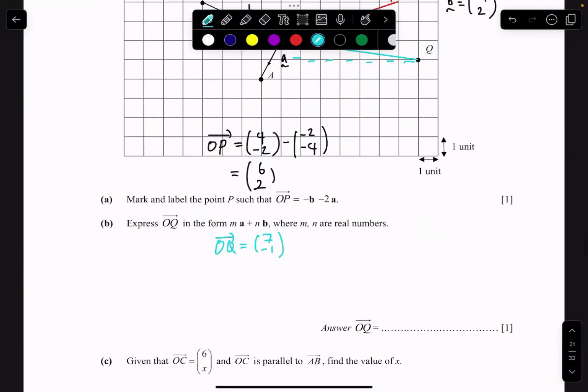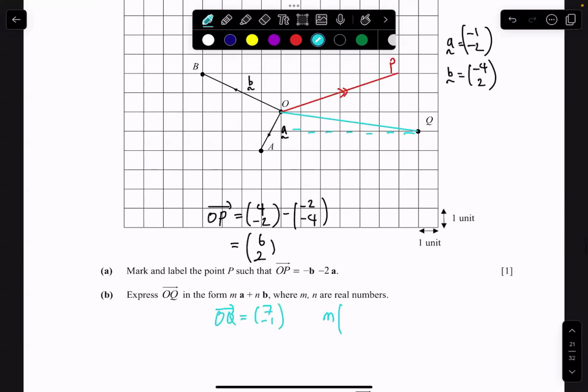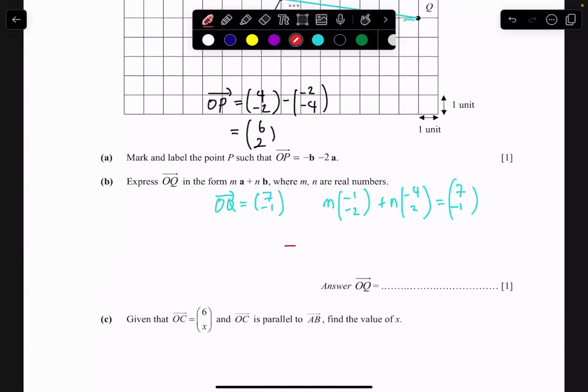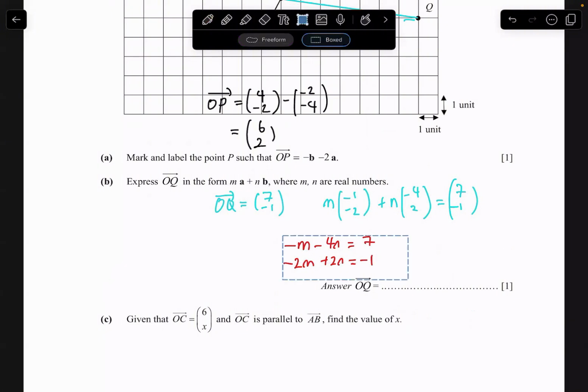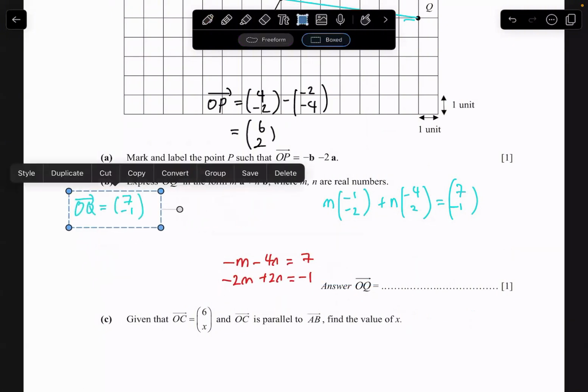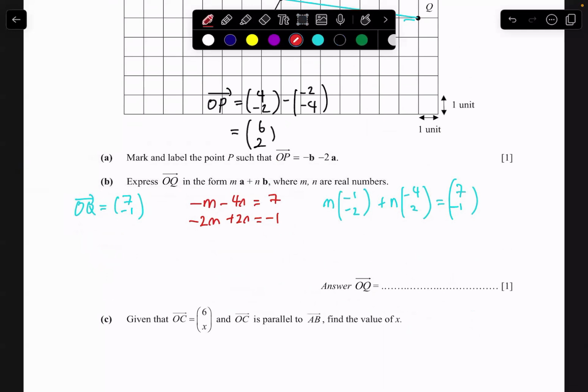So OQ is M of A, which is negative 1, negative 2, plus N of B, negative 4 and 2, ends up at 7, negative 1. So it's a simultaneous equation. We have negative M minus 4N equals 7, and negative 2M plus 2N equals negative 1. So we can double up: negative 2M minus 8N equals 14. Then I take the subtraction. Negative 2M minus negative 2M cancels off. 2N minus negative 8N, so that's 10N. Negative 1 minus 14 is negative 15. N equals negative 1.5.